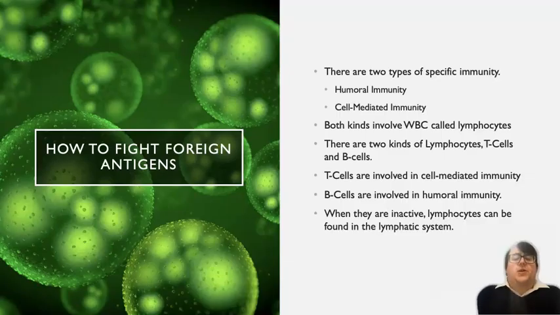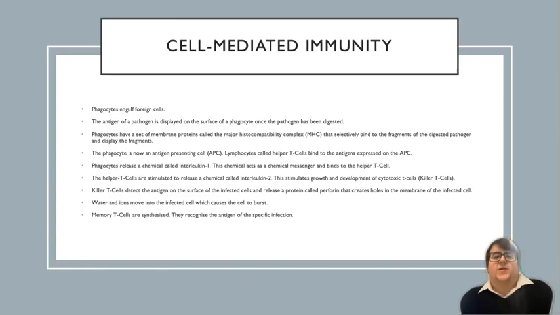There are two types of specific immunity, humoral immunity and cell-mediated immunity. Both of these involve white blood cells called lymphocytes. Two different types of lymphocytes we're going to talk about are T cells and B cells. T cells are involved in cell-mediated immunity, while B cells are involved in humoral immunity. When they're inactive, lymphocytes can be found inside the lymphatic system. So now let's move on and look at each of these types of immunities.